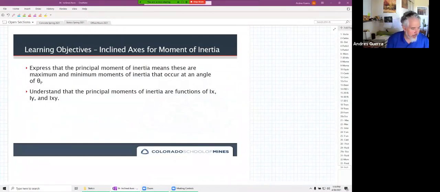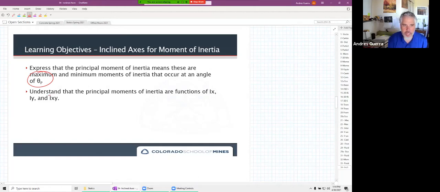So rotating our axes is what we are dealing with when it's not at a maximum or minimum. Our first learning objective is to express that the principal moments of inertia are the maximum and minimum and occur at an angle of theta p. And we'll draw some pictures here.